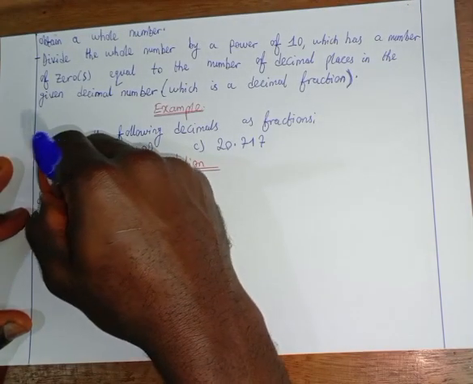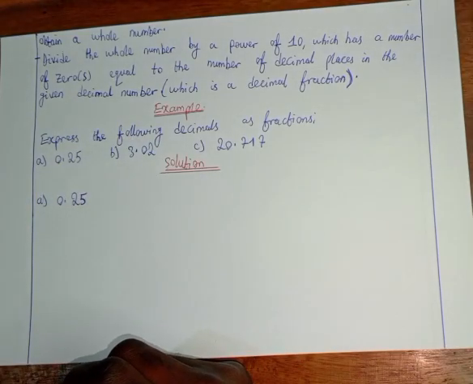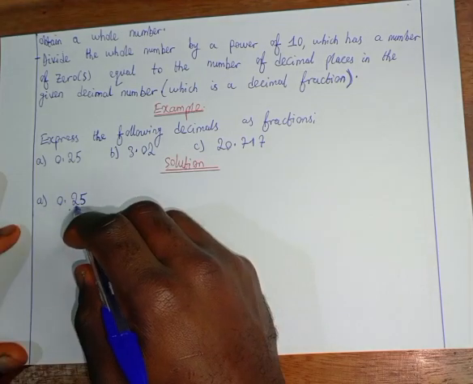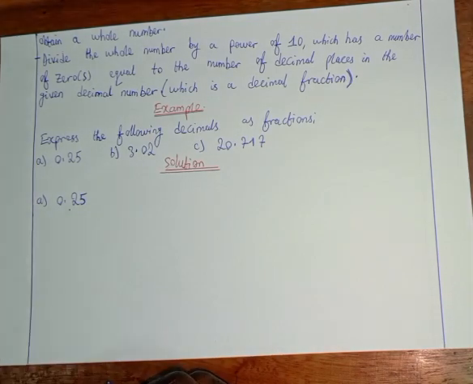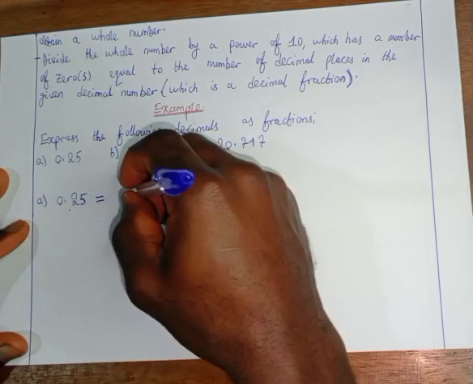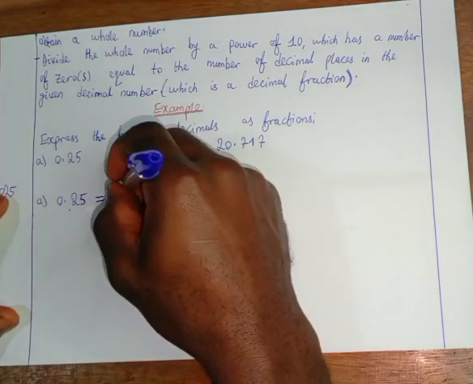We have 0.25, so we are going to apply the steps. The first one says we should count the number of decimal places in a given decimal number. Counting the decimal places in 0.25, we simply have 2 decimal places. The next point says ignore the decimal point in the given decimal number to obtain a whole number. If we ignore the decimal point, 0.25 is the same as 25.